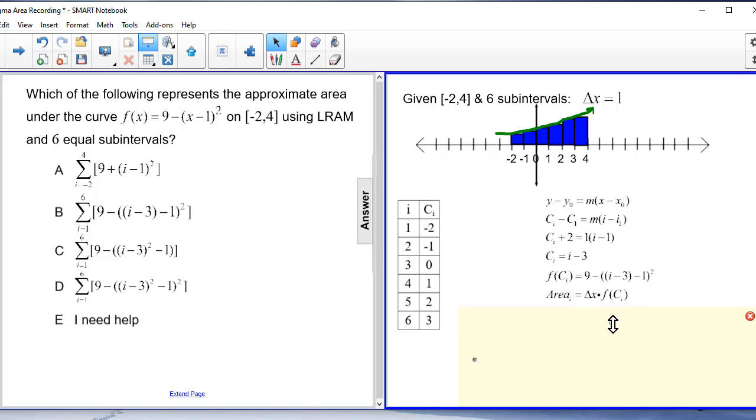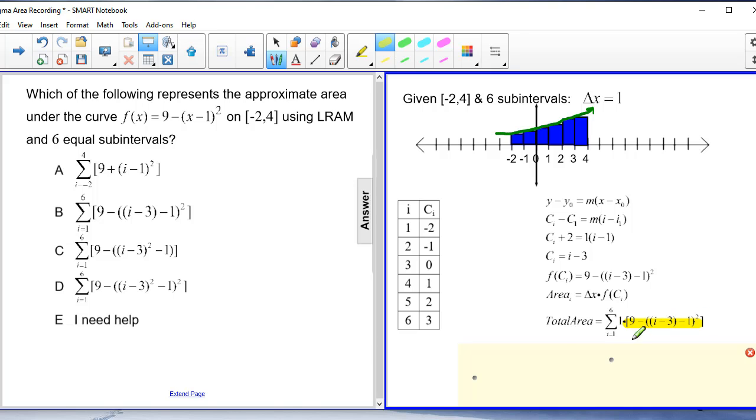To calculate the area of each interval, it is delta x times f of c sub i. Delta x is 1. C sub i is this expression here. So our summation of all 6 rectangles will look like this. Now this 1 is delta x, and this entire expression is f of c sub i right here. So going over to our other page, we see that the correct answer is B.